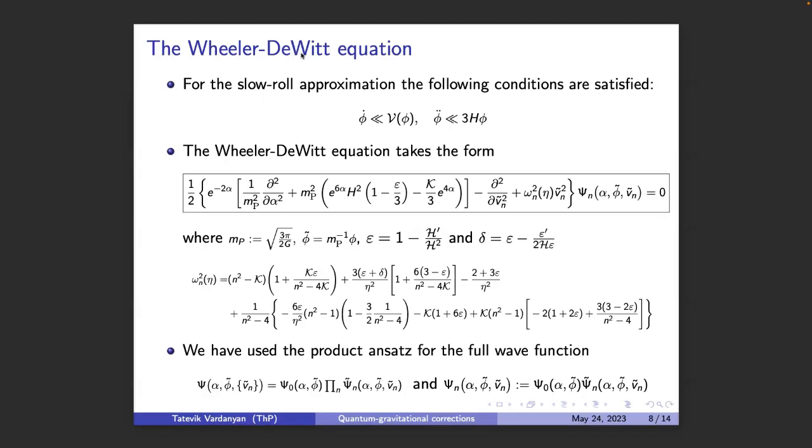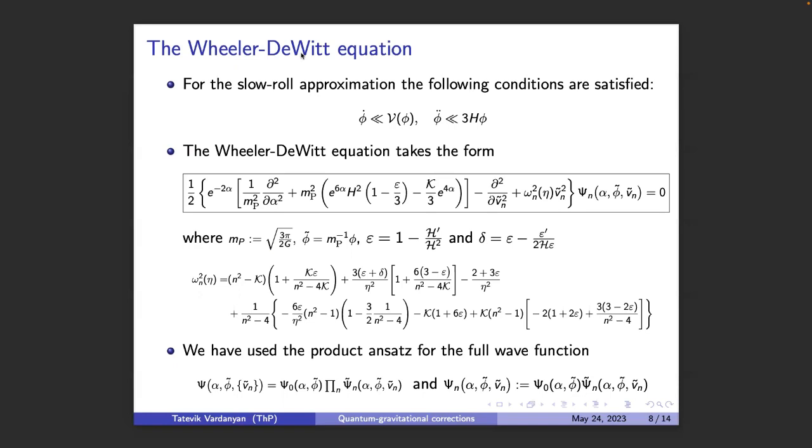Now we are using a slow roll approximation, which is well suited to the observations. The condition is that the kinetic term must be negligible compared to the potential term. Using also this approximation, to obtain the Wheeler-DeWitt equation we have to take the total Hamiltonian as an operator, act on the wave functional, and set it equal to 0.